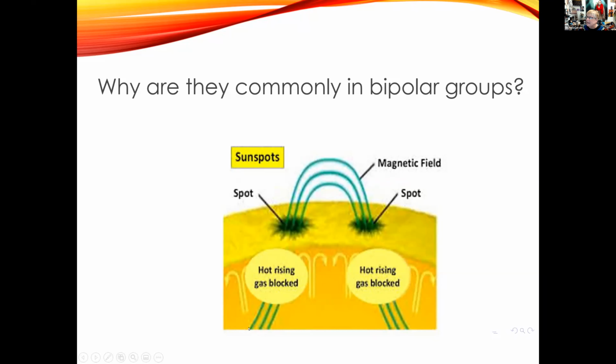And what's happening is as these magnetic field lines are coming out of the photosphere and going back in, it actually blocks hot gas from rising to the surface. And that's what cools that area right around the sunspot.